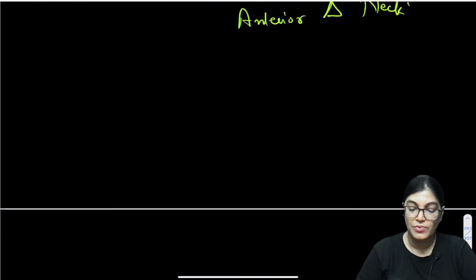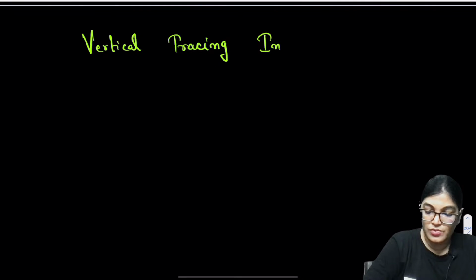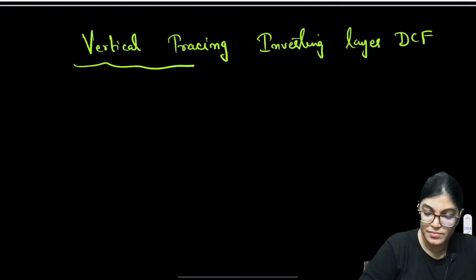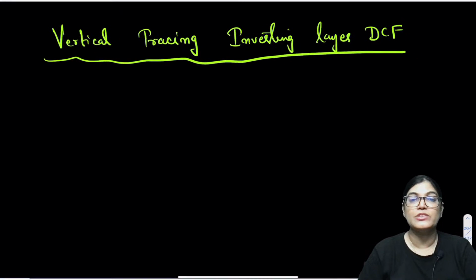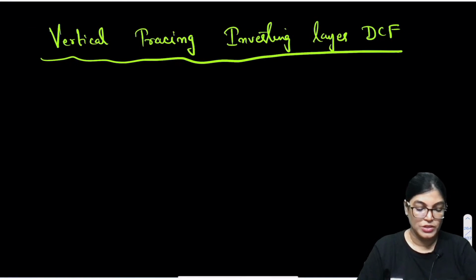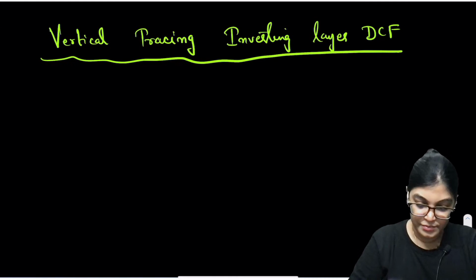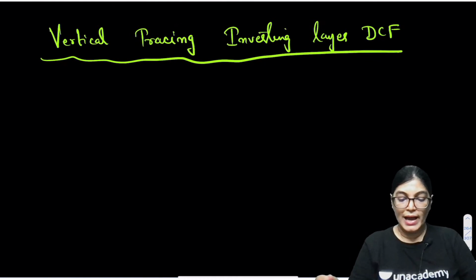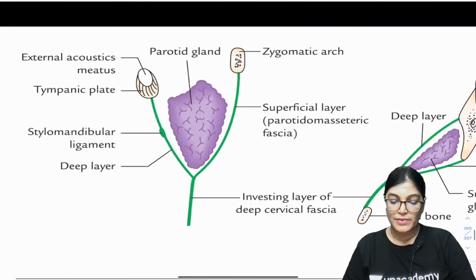Next important point is the vertical tracing. So write down the heading: vertical tracing of the investing layer of deep cervical fascia. So I would like to show the diagram first and then I will come up here.